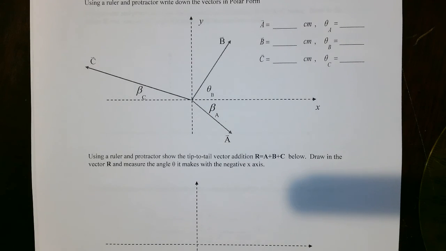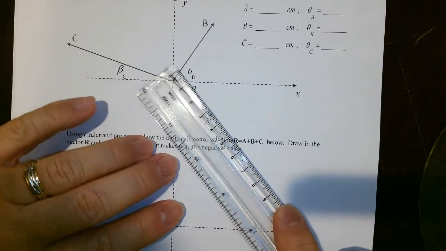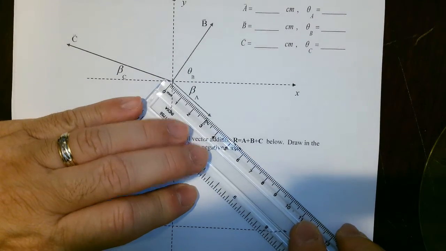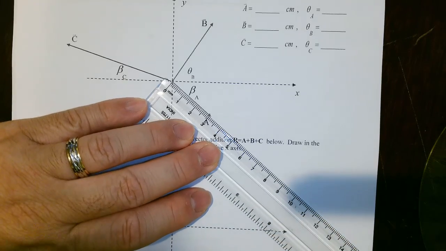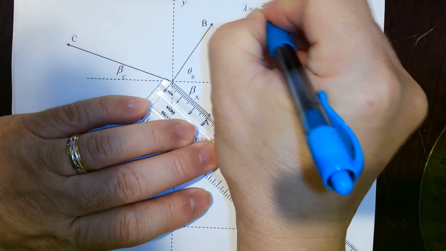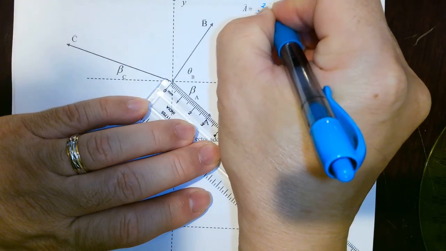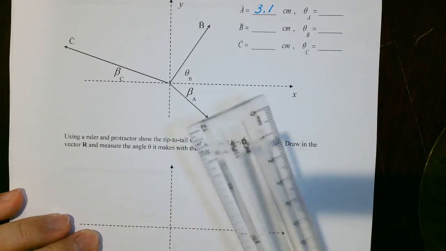All right. First thing we should do is measure out the magnitudes of these vectors: vector A, B, and C. When I measure the magnitude of vector A, I get about 3.1 centimeters. Again, you might get 3.2 or 3.3 depending on which file you print it out from.